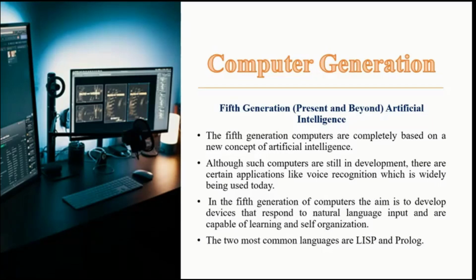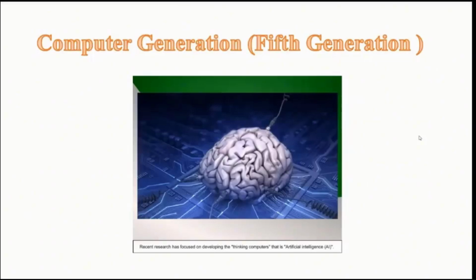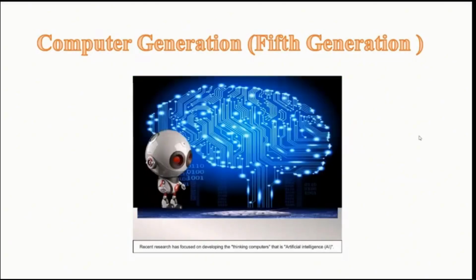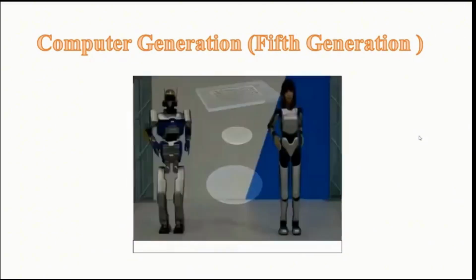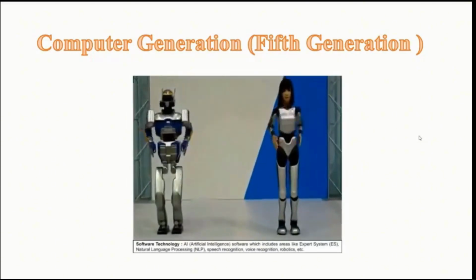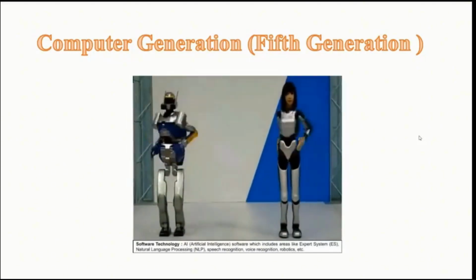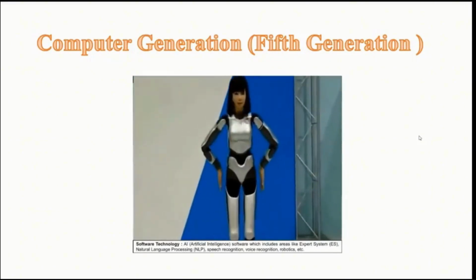Other methods are expert systems, artificial neural networks, pattern recognition, classification methods, deep learning, SVD, and so on. All of them are called artificial intelligence. So these are thinking computers using artificial intelligence. All of these robots use artificial intelligence methods.